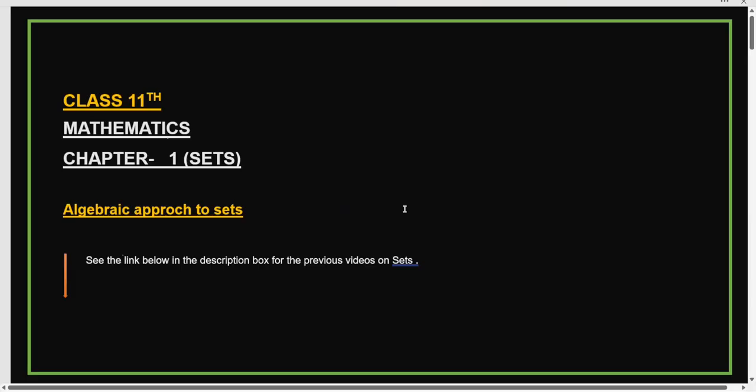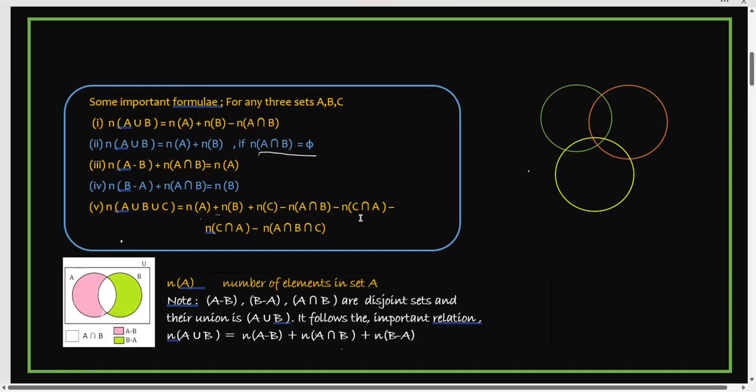In this video, we are going to discuss class 11th mathematics chapter 1, sets, and we'll discuss the algebraic approach to the sets. We'll prove certain important laws regarding union of sets and the properties of union and intersection of sets, and also properties of complementary sets. This we discussed in detail in the previous videos.